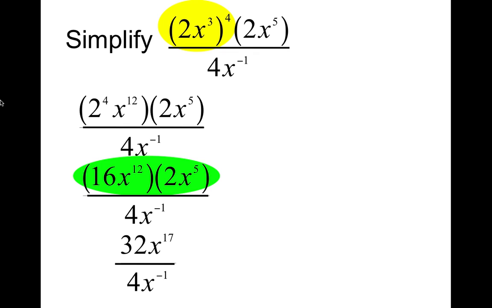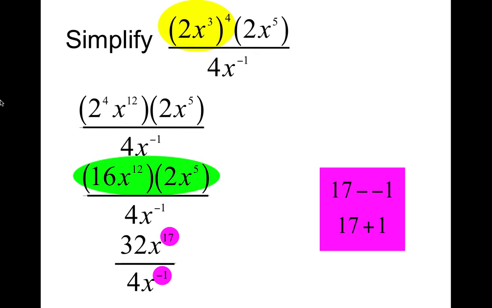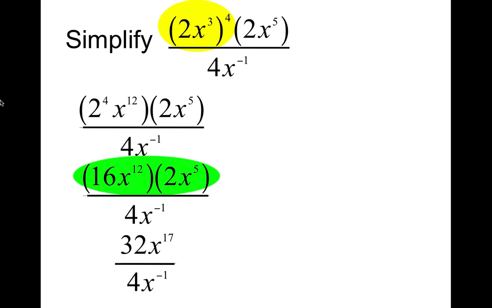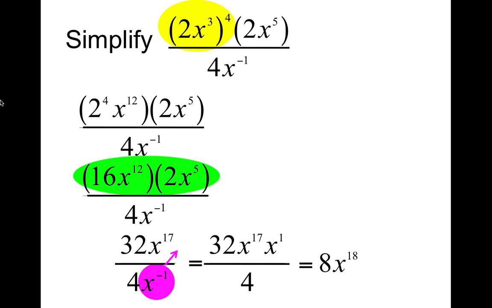Now finally, we need to divide. 32 divided by 4 is 8, and then careful here, 17 minus negative 1 is the same thing as 17 plus 1. So we're going to end up with 8x to the 18th. You also could have remembered the little trick here to deal with the negative exponent. Cross the line, change the sign. So this is the same thing as writing x to the positive 1 in the numerator. And then we can see that we're adding together 17 and 1 and getting the same answer.